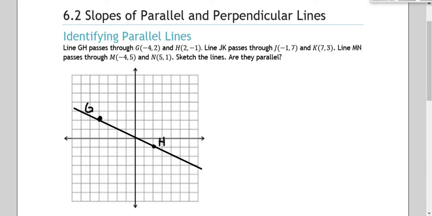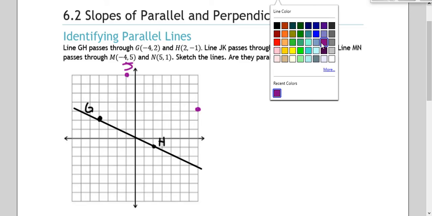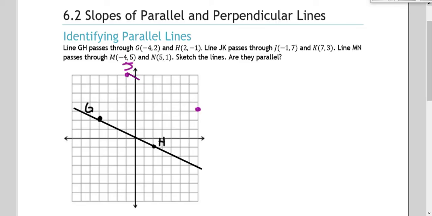Okay. Then we have line JK passes through J, which is (-1, 1), 2, 3, 4, 5, 6, 7. And K, let's label that J and K, which is (7, 3), 1, 2, 3. Let's connect this. Okay, and then last one, line MN passes through, oh, I forgot to label that, that's K.